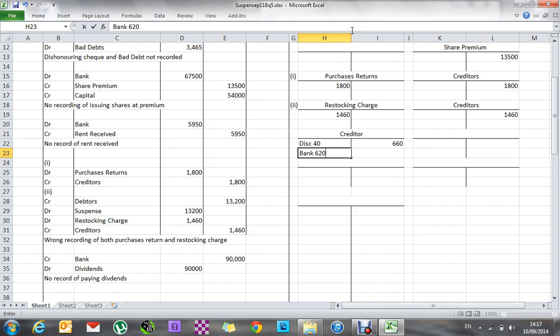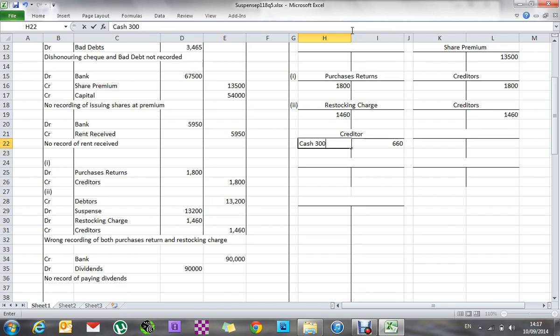When the cheque for 620 bounces, obviously there was zero in my account after I paid the bill. The creditor is going to say, well, I didn't receive that money. He's also going to cancel the discount, so he's going to reinstate the full debt of 660. So we have to reinstate the debt of 660, and we're going to pay 300 to Blogs. So we're going to have cash 300. Okay, so that's what's going to actually happen.